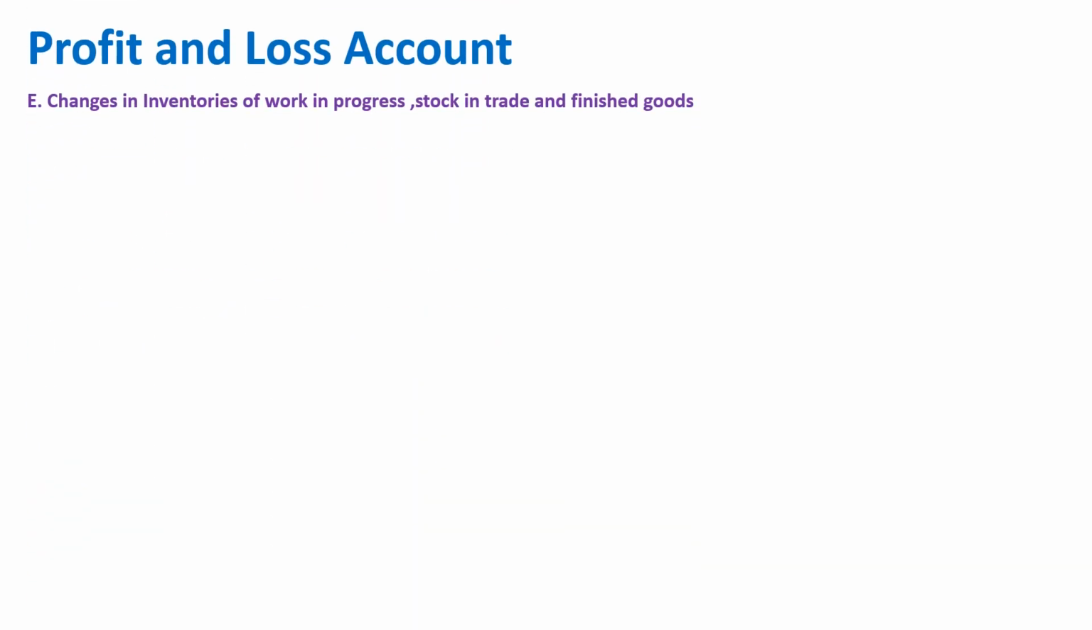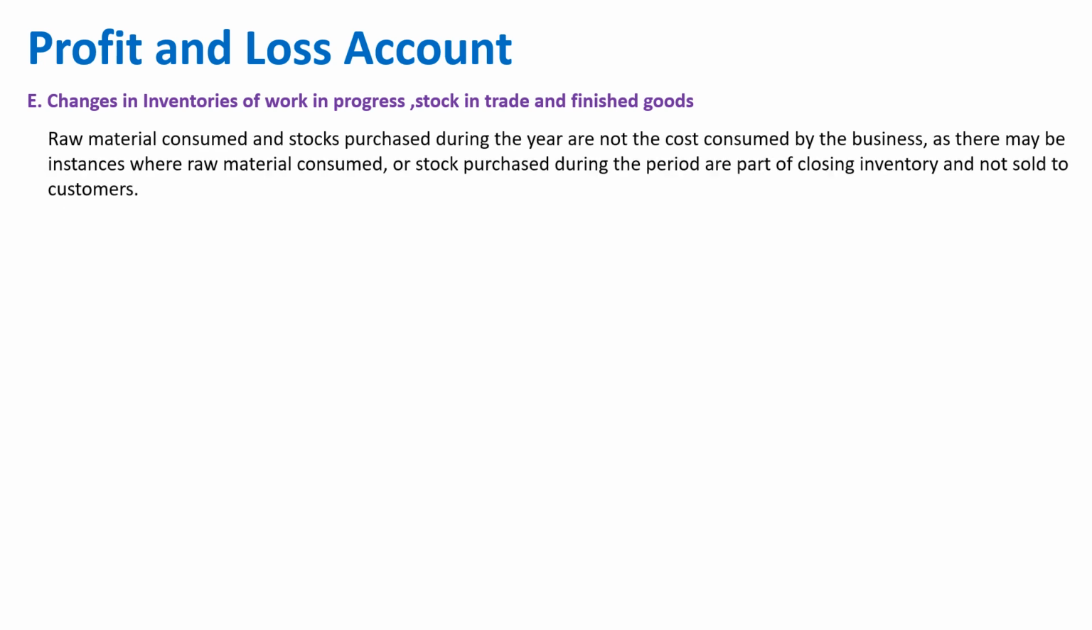Next point is changes in inventories of work in progress, stock in trade, and finished goods. Quite interesting, right? The previous one we talked about was raw material consumed, and then we talked about stock in trade purchase. Now we are talking about changes in inventory of work in progress, stock in trade, and finished goods. Let's understand further. Raw material consumed and stock purchased during the year are not the cost consumed by the business, as there may be instances where raw material consumed or stock purchased during the period are part of closing inventory and not sold to the customer, right?